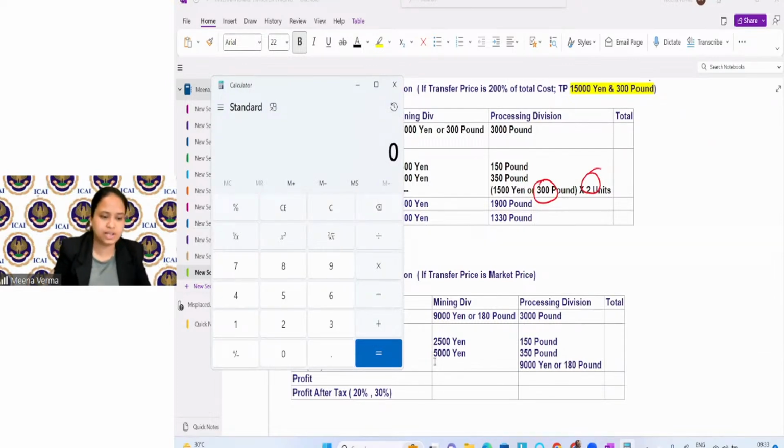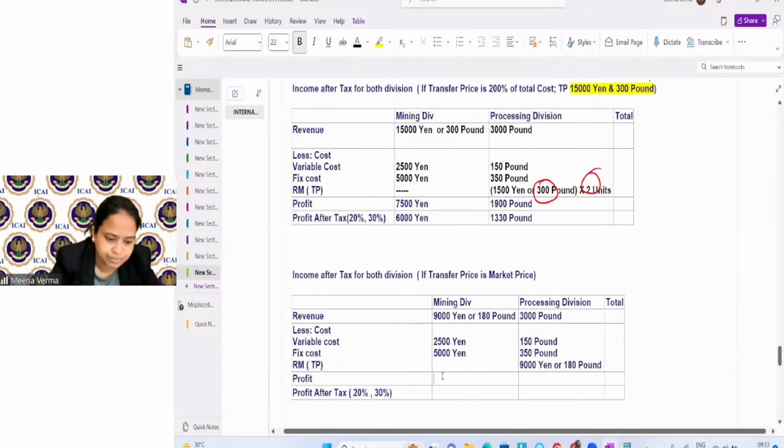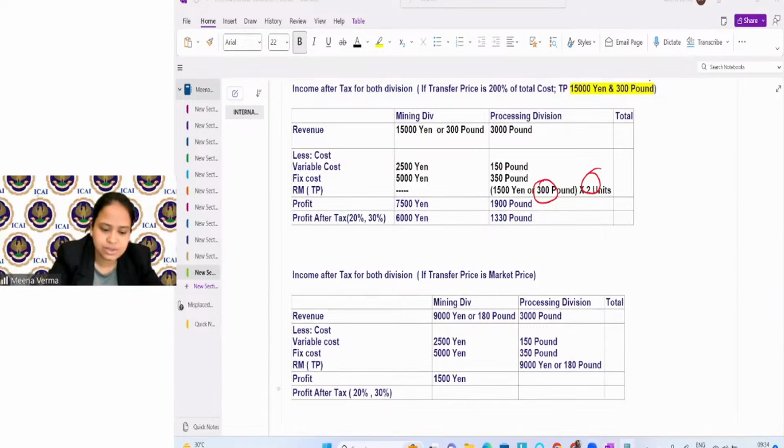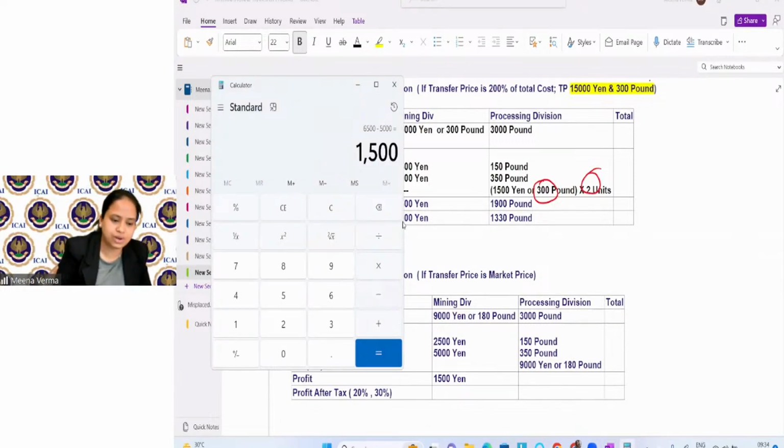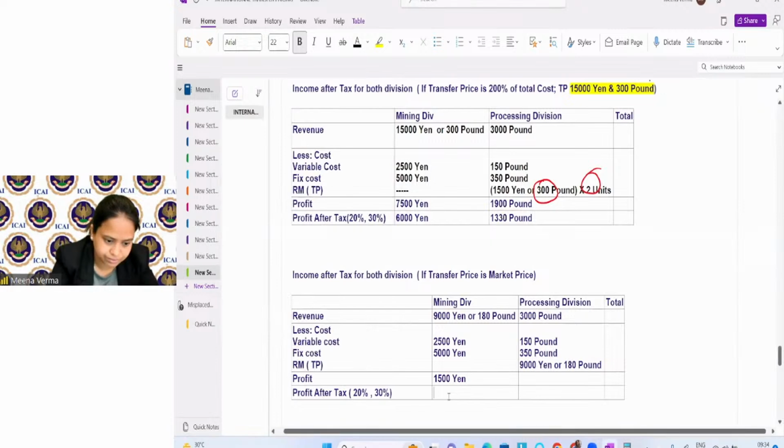Let me calculate it quickly now. The profit, 9,000 minus 2,500 minus 5,000. It is coming as 1,500. Now let's see what is the value net of tax, minus tax is 20%. 1,200 yen. So this is the value coming here.